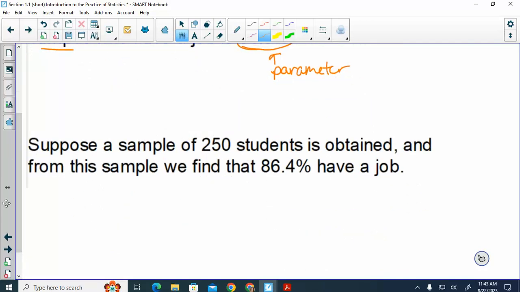Suppose a sample of 250 students is obtained, and from this sample, we find that 86.4% have a job. We are talking about a sample, so in this case, the 86.4% would be a statistic.